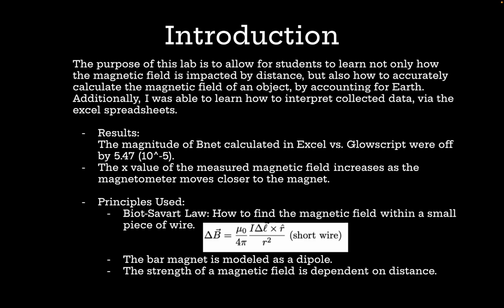As for general principles, I used the Biot-Savart law, which essentially discusses how to find the magnetic field within a very small piece of a current holding wire, and this was the basis for the dipole formula that I later use, which on that note is important to note that I modeled the bar magnet as a dipole. And I use the idea that the strength of the magnetic field is dependent on distance, which becomes relevant later on when searching for the n value within the experiment.